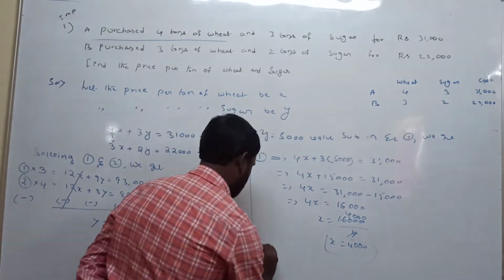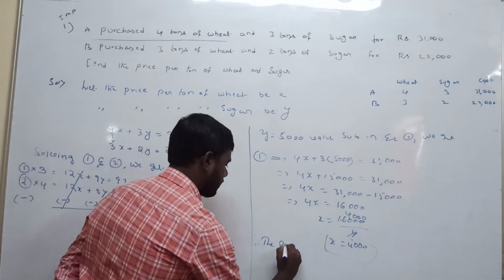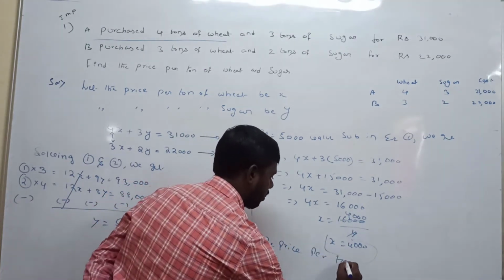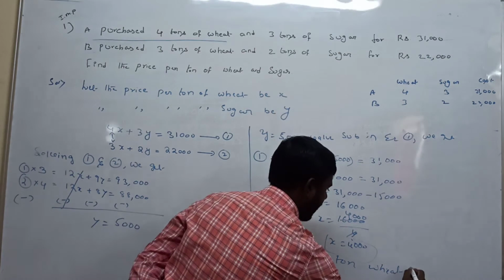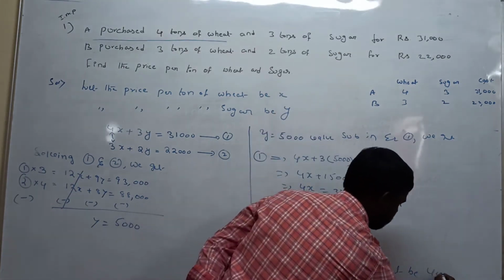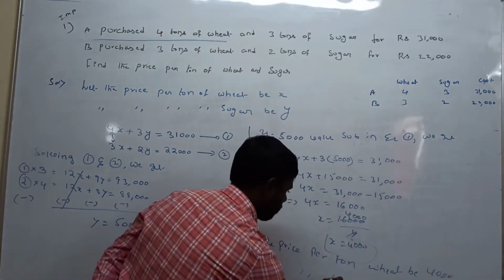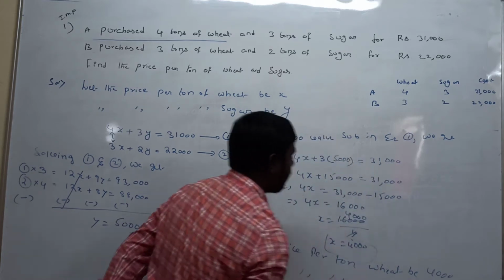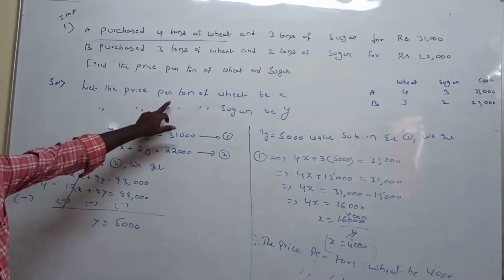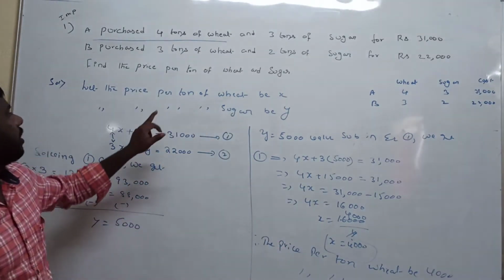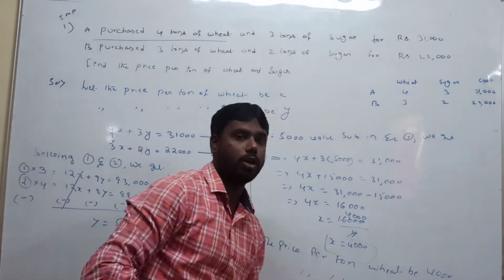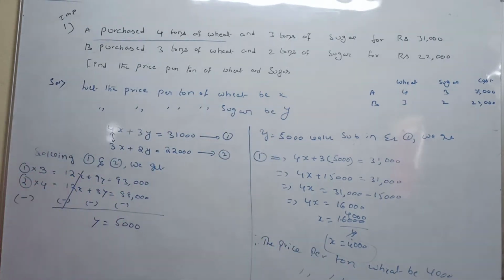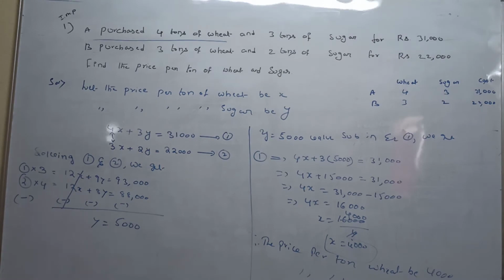So the conclusion should be written. Therefore, the price per ton of wheat is x. What is the x value you are getting? 4,000. Next, the price of sugar is y. What is the y value you are getting? 5,000. So finally, the cost of a ton of wheat is 4,000. Next, the price per ton of sugar is 5,000. Everyone understood?